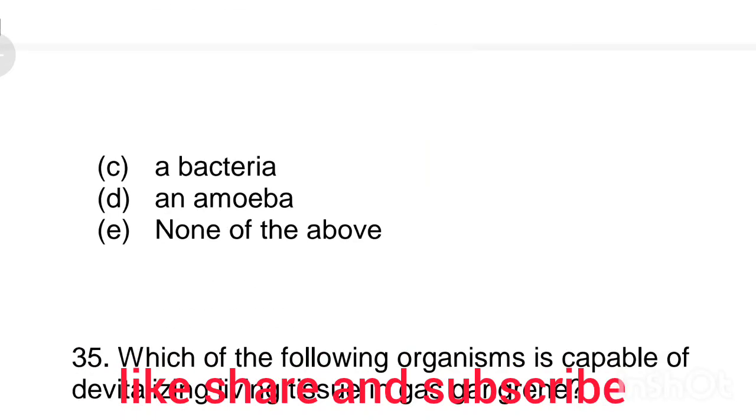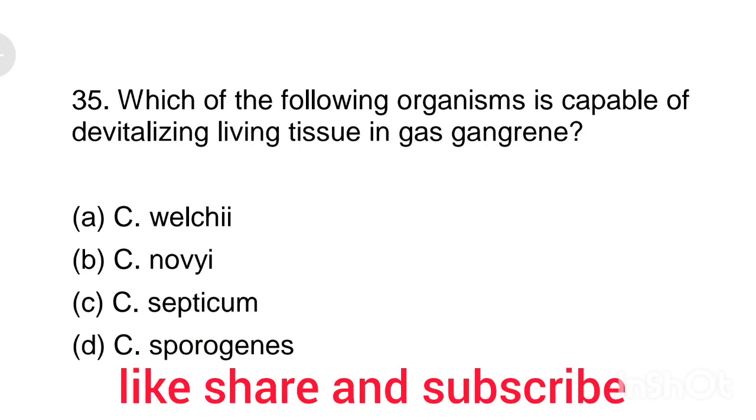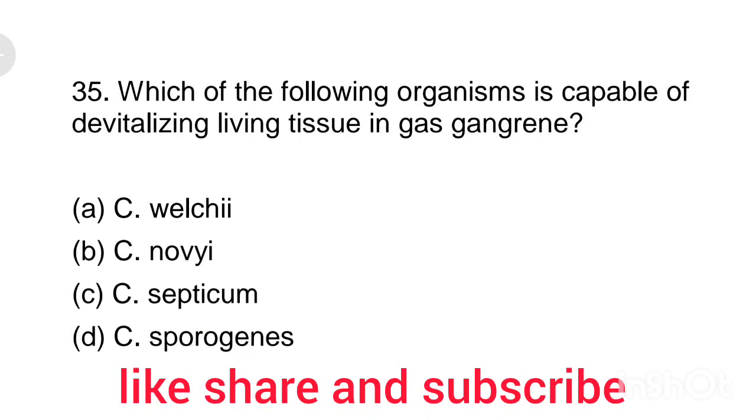Next question. Which of the following organisms is capable of devitalizing living tissue in gas gangrene? Option A, Clostridium welchii, option B, Clostridium novyi, option C, Clostridium septicum, option D, sporogenes. Correct answer is option A.